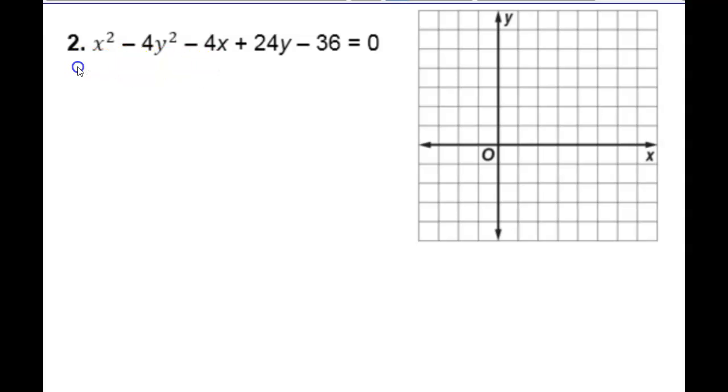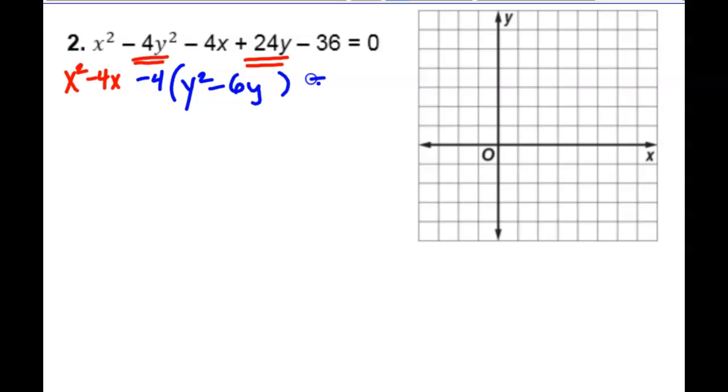For the x's, we just need to group them together. But what do we need to do to the y's? The leading coefficient has to be positive 1. So what do I need to do? I have to take a negative 4 out, and I can't tell you how this messes students up. So we have y squared, but if I take a negative 4 out of positive 24, I get negative 6y. And then I'm going to move that 36 over to the other side.